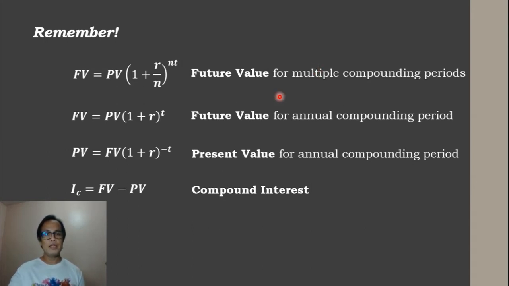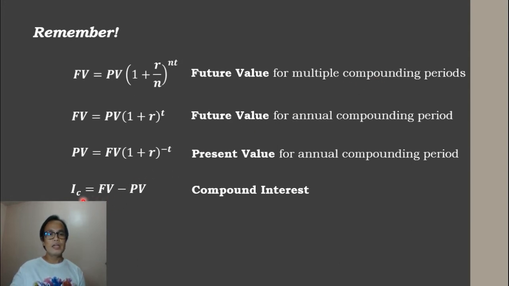The second formula is still for the future value, but this is for annual compounding periods. This means that the amount is compounded once a year, per annum, or yearly. That means once a year. And the third formula is on the present value for annual compounding period. How about for the present value for multiple compounding periods? We will just be using this formula for the present value for multiple compounding periods. I will be presenting an example later about finding the present value for multiple compounding period.